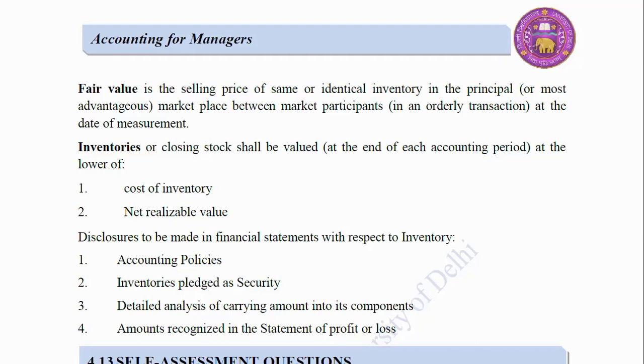Disclosures to be made in financial statements with respect to inventory. Number 1, accounting policies. Number 2, inventories pledged as security. Number 3, detailed analysis of carrying amount into its components. Number 4, amounts recognized in the statement of profit or loss.